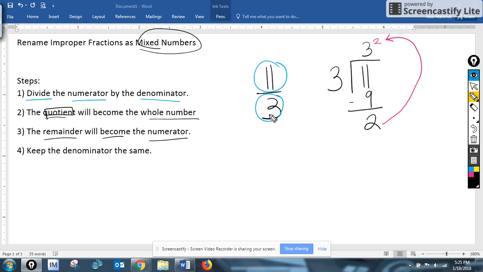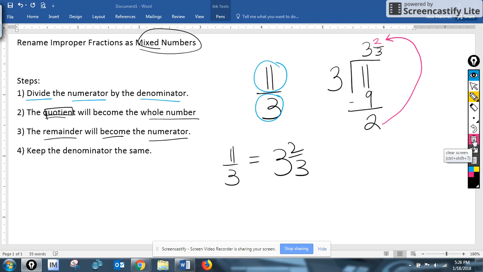So when I started out, my denominator was 3. So I'm just going to write 3 as my denominator because I don't want to change the value of these fractions. All I'm doing is renaming it. So that means that 11 over 3 is equal to 3 and 2 over 3 because they're the exact same value.